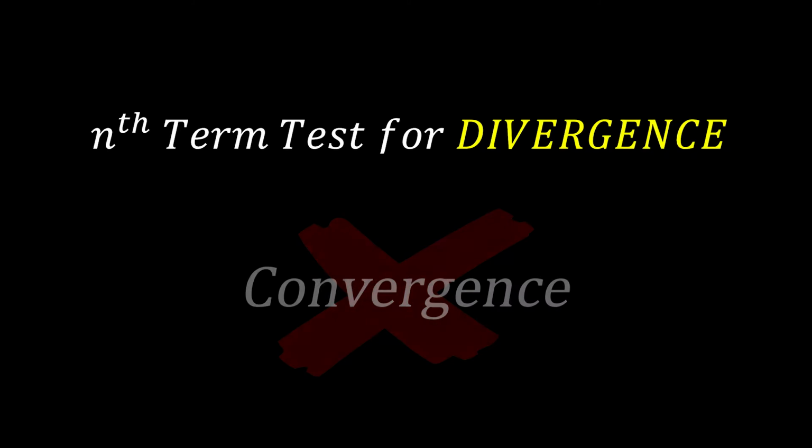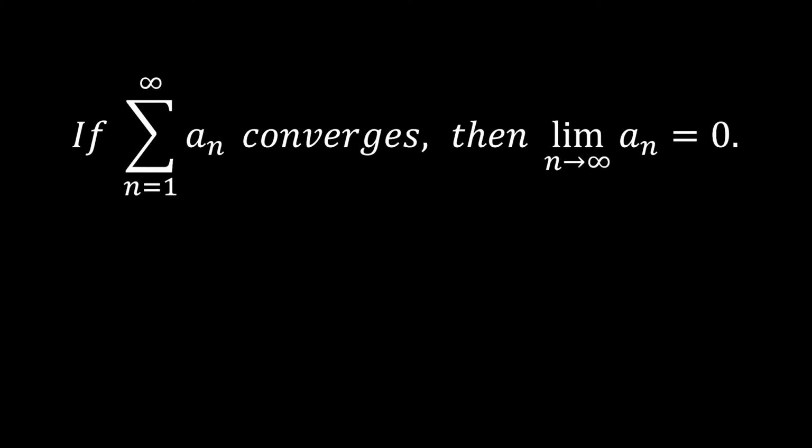To begin, we'll establish the statement: if the sum of a sub n as n goes from 1 to infinity converges, then the limit of a sub n as n goes to infinity is 0. We'll first prove this statement and then utilize the contrapositive to demonstrate the nth term test.